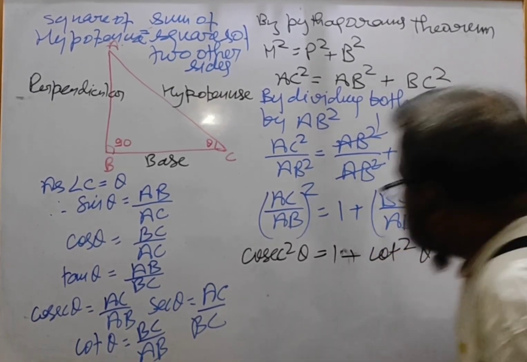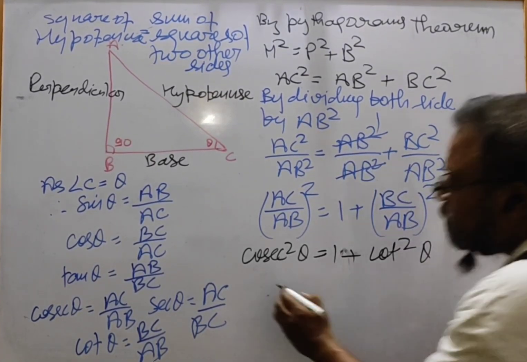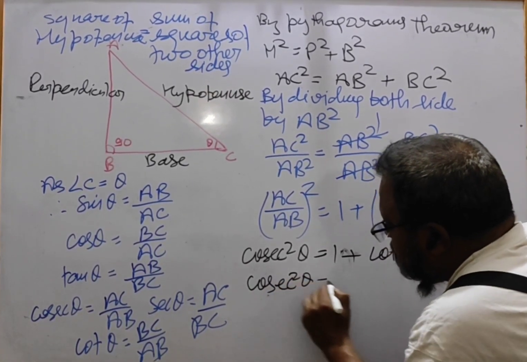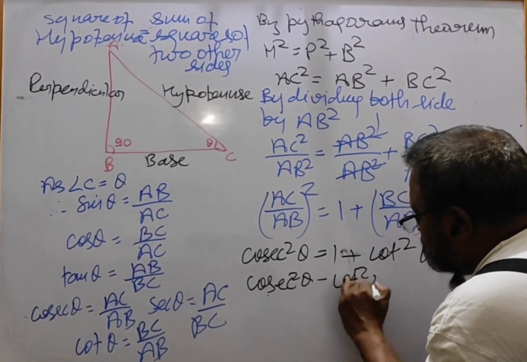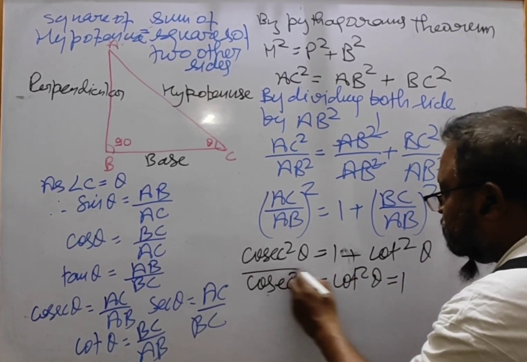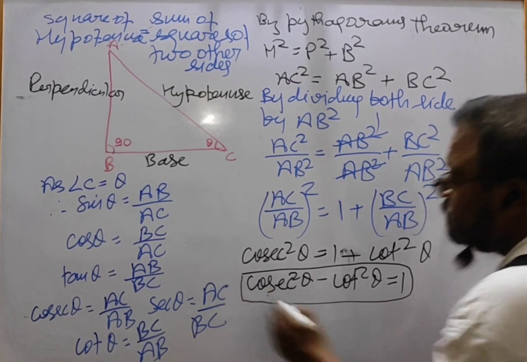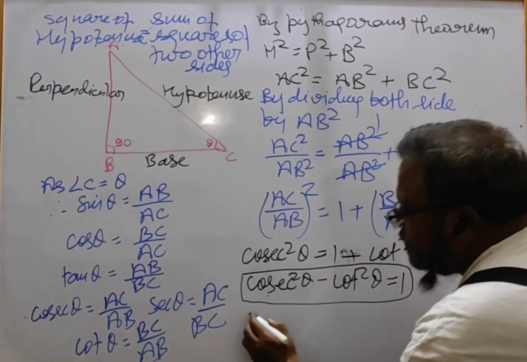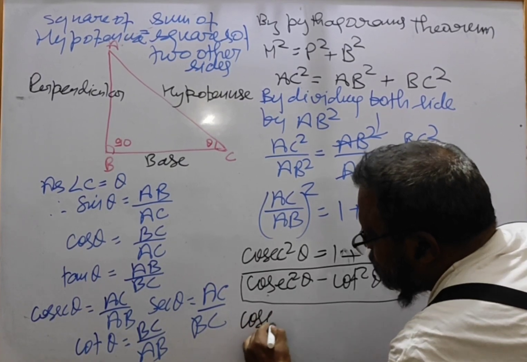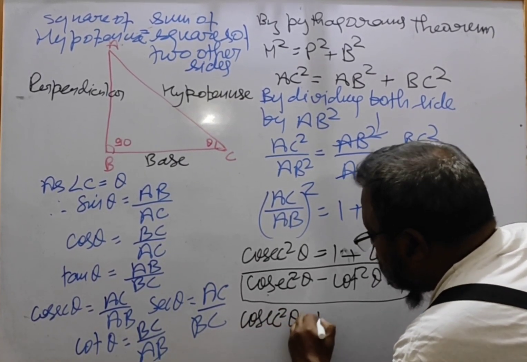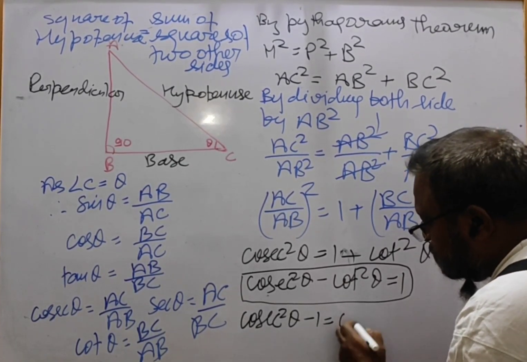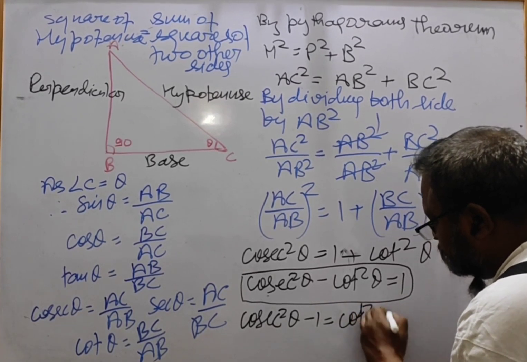Yeah, that's it. So this is the question we have. Now, if you write cosec square theta minus cot square theta, then you get 1, right? Or you can write cosec square theta minus 1 is equal to cot square theta. Get it?